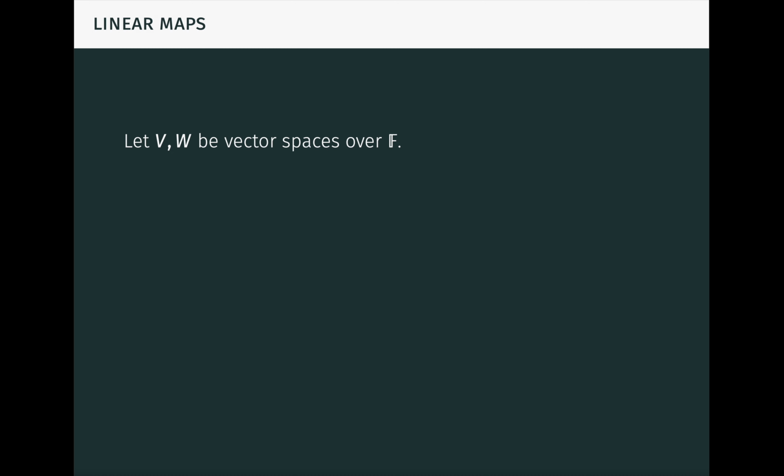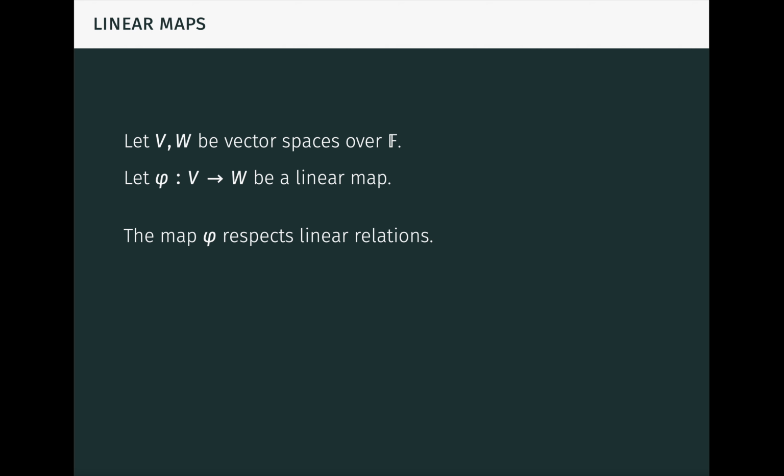Let V and W be vector spaces over a field F, and let phi be a linear map from V to W. Since phi is linear, it respects linear relations. That means the linear structure in V is reflected in the image of phi within W. For example, the linear relation among vectors in V on the left here is mapped to the corresponding linear relation among the image vectors on the right. This is just from the definition of linearity.